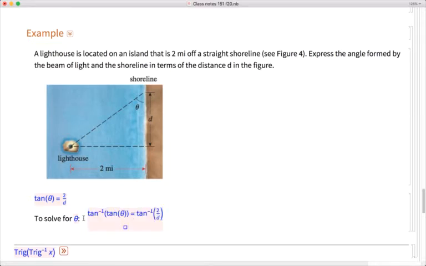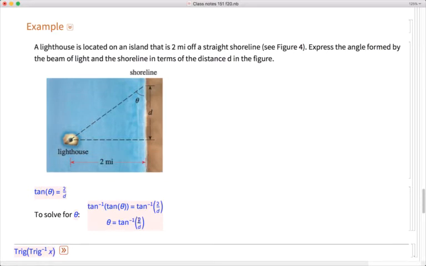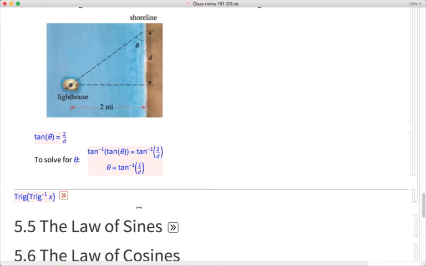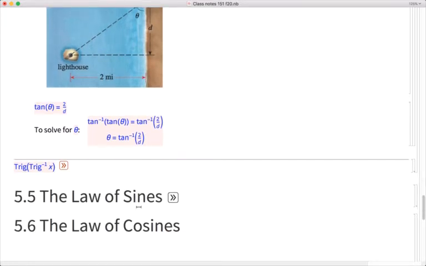All right, so tan inverse of tan, those cancel. So this is going to be not a number, but theta in terms of d. Here's a formula having d over here. Okay. Last topic then.